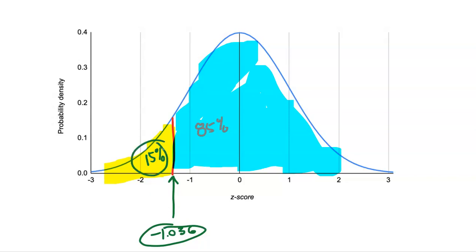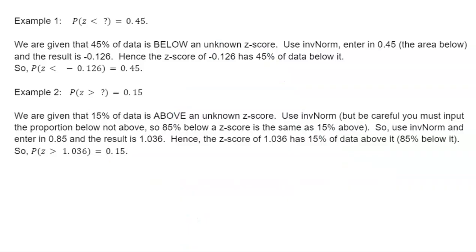I gave it the 15% below. It gave me the z-score that has the 15% below it. But don't ever forget about the fact that there's 85% above it. All right, so let's do another example here.